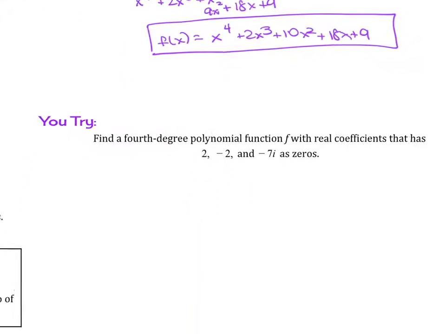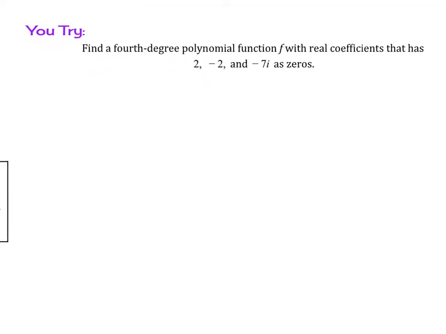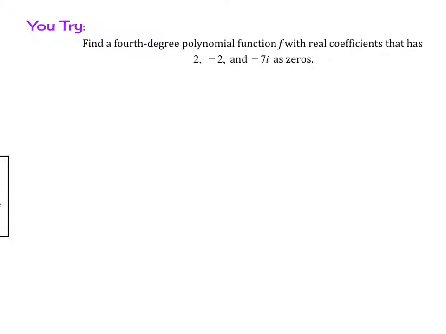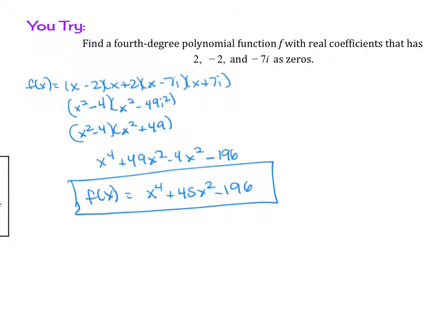So I want you to go ahead and try this next example. Find a fourth degree polynomial function f with real coefficients that has 2, -2, and -7i as zeros. So pause the video and try this out. So if you tried this out, you would have gotten x to the fourth plus 45x squared minus 196.